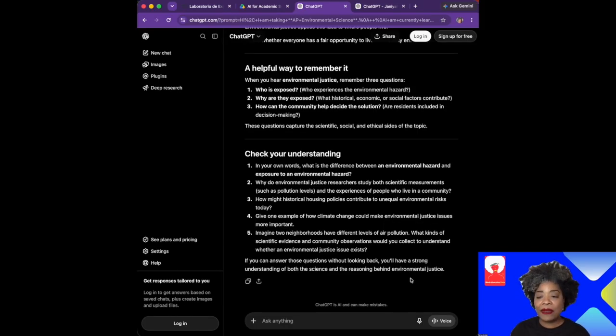Give one example of how climate change could make environmental justice issues more important. Imagine two neighborhoods have different levels of air pollution. What kinds of scientific evidence and community observations would you collect to understand whether an environmental justice issue exists? If you could answer those questions without looking back, you'll have a strong understanding of both the science and the reasoning behind environmental justice. Okay, so that was Ashley.